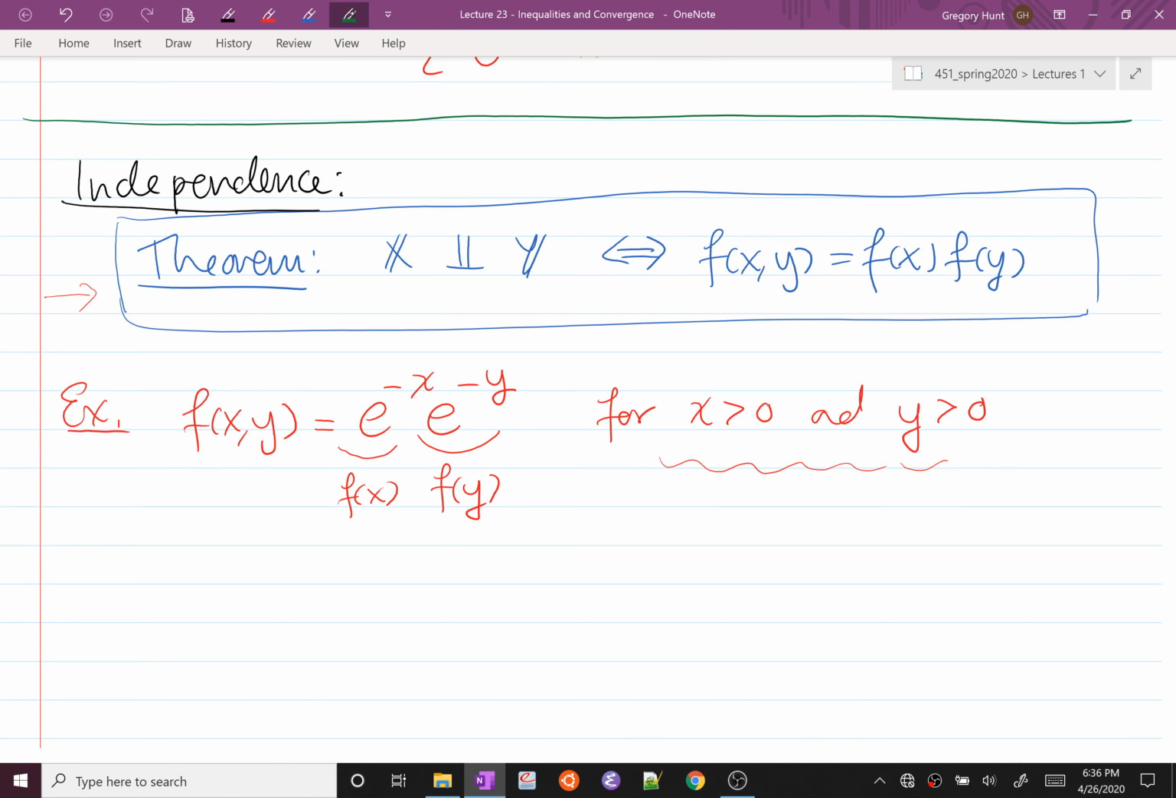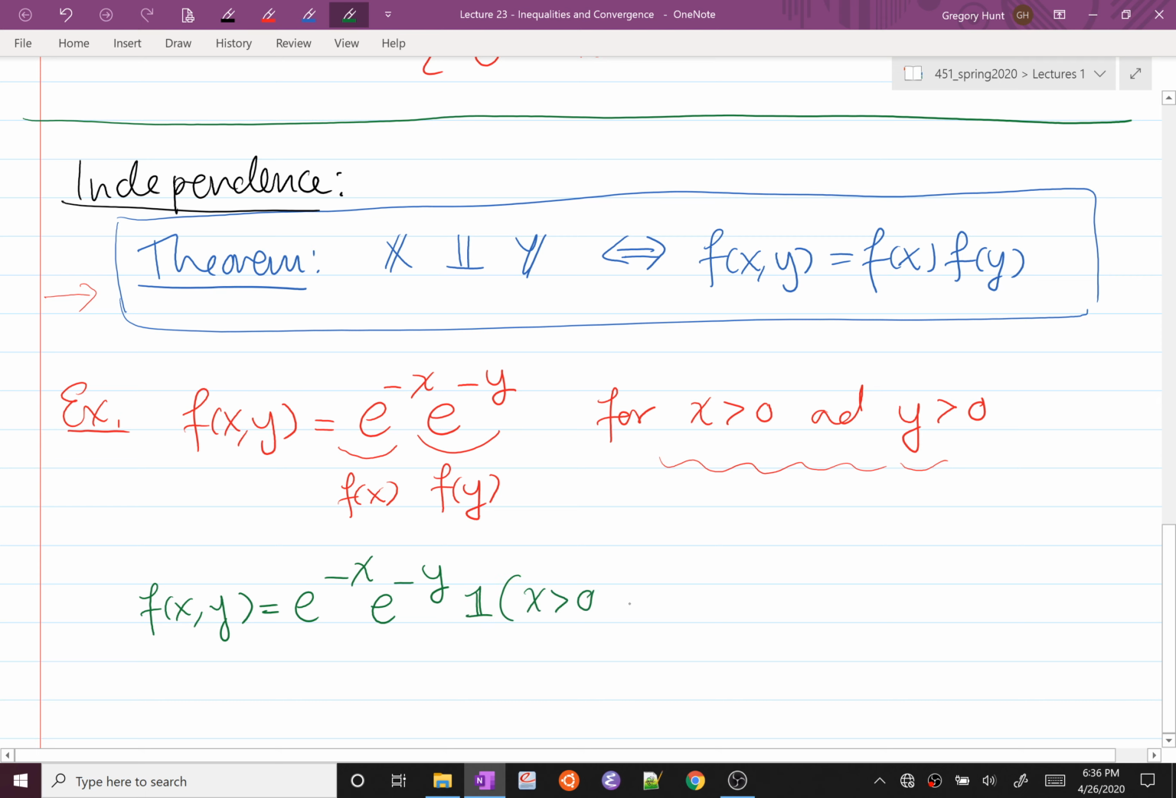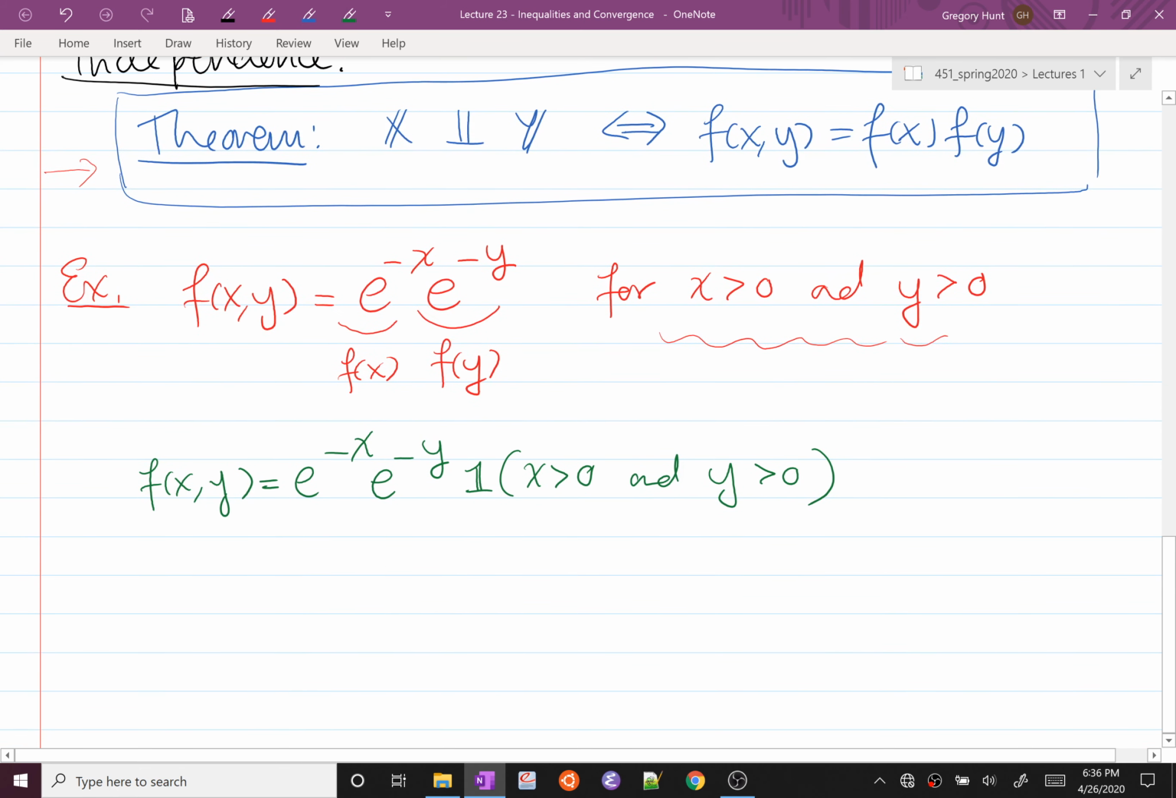So the way to avoid that problem is you could write f(x,y) as e to the negative x, e to the negative y, and then to encapsulate the support, I could say indicator x bigger than 0 and y bigger than 0. The useful fact about indicator functions is that the indicator of some statement A and some statement B is the product of the indicators. So it's the indicator of statement A times the indicator of statement B.